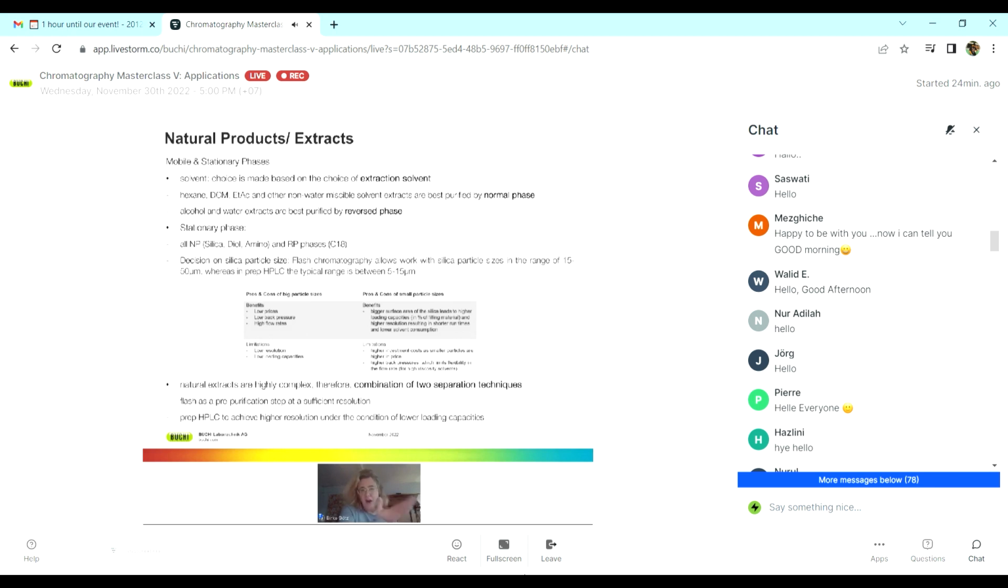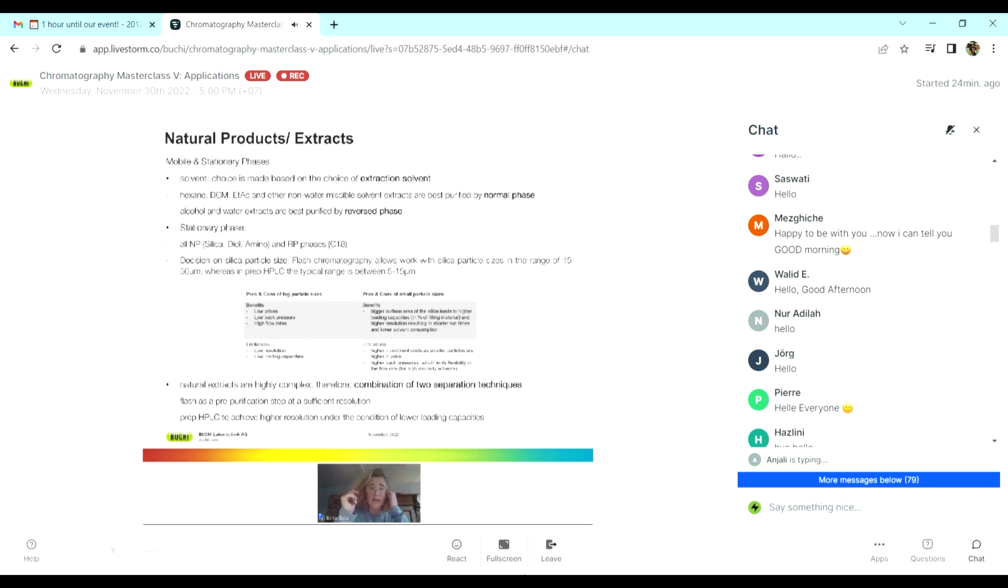All of these techniques have their pros and cons. If you work with big particle sizes, it's much cheaper. You have a low back pressure. You can work with high flow rates. You can work with high sample amounts, typically for flash chromatography. The limitations are just the resolution and the low loading capacity.